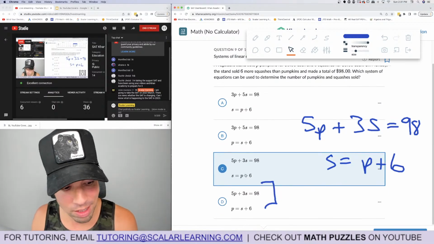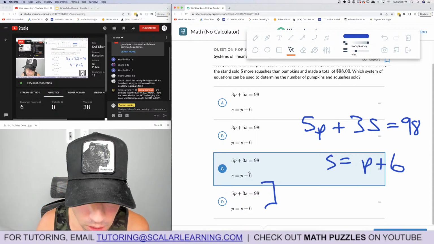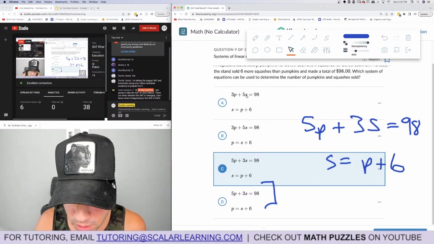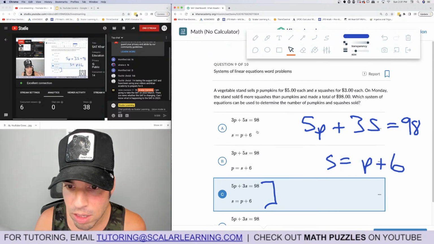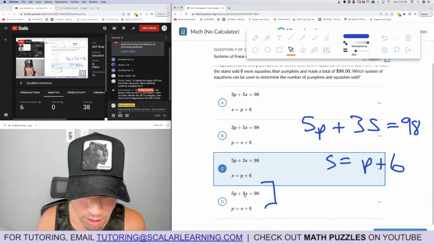And if it didn't come up exactly to what you created, all you'd have to do, as long as you set it up carefully, is flip it around or modify it slightly to match the winner. But we can eliminate these two because they have the 3 and the 5 incorrect with the P and the S, right? It's $5 per pumpkin, so 5's got to be with P. So you already got it down to C and D.